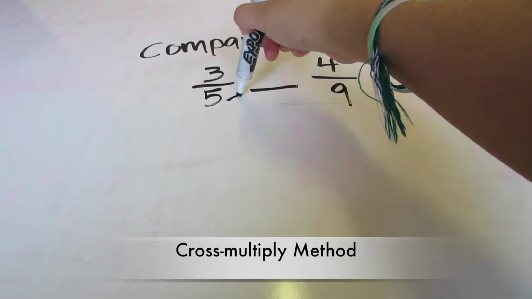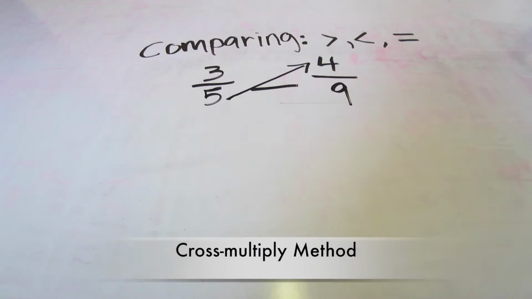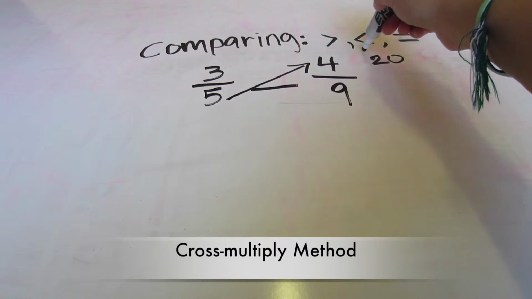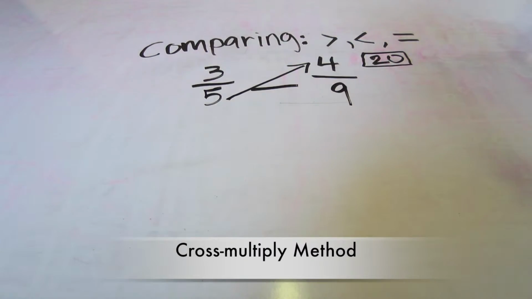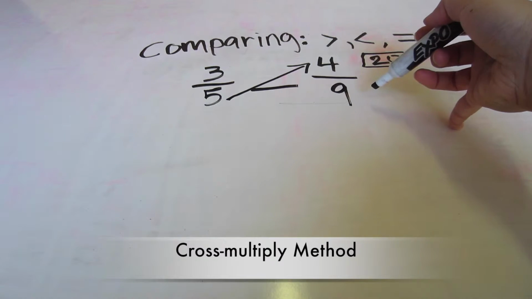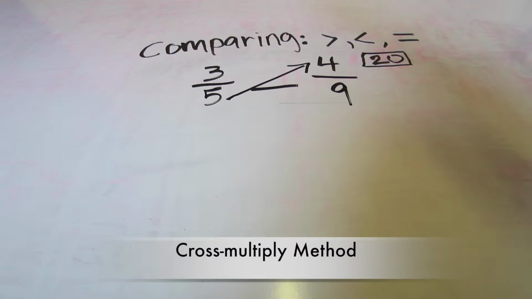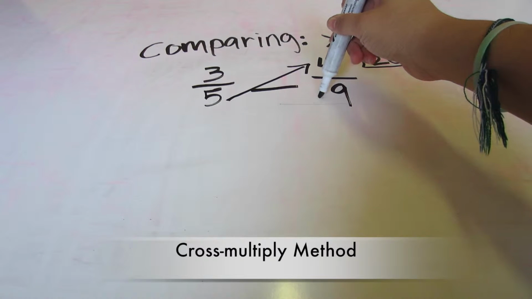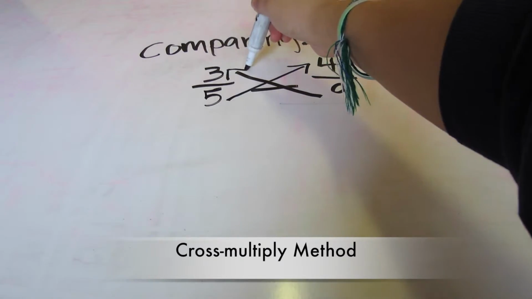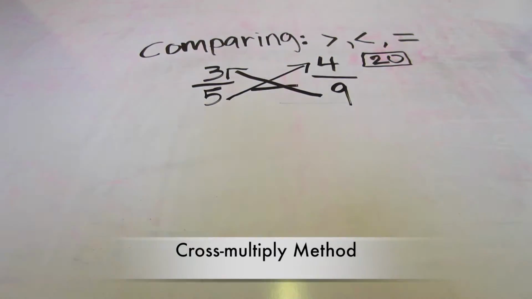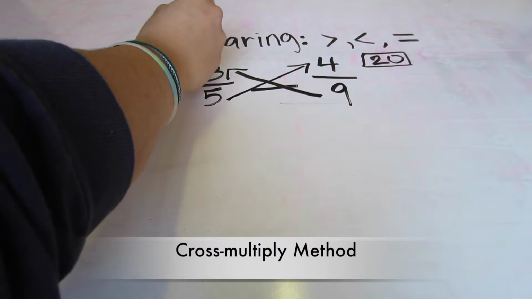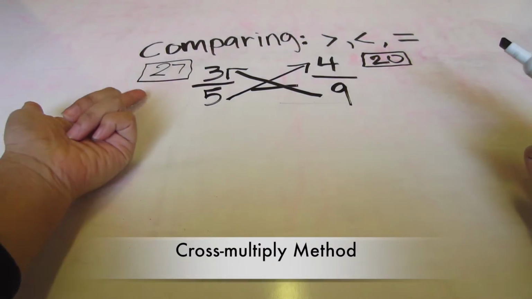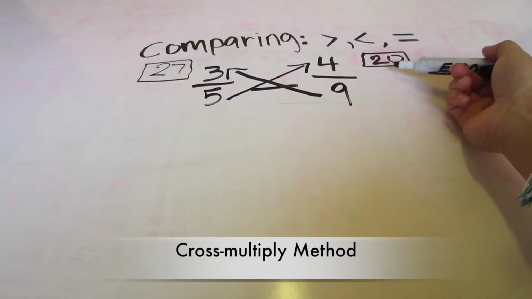to the numerator of the second fraction, which is 20, and that's our product. So we're going to associate 20 with 4/9. And the second step is to multiply the denominator of the second fraction to the numerator of the first fraction, which is 27. So we will associate 27 with 3/5 and 20 with 4/9.